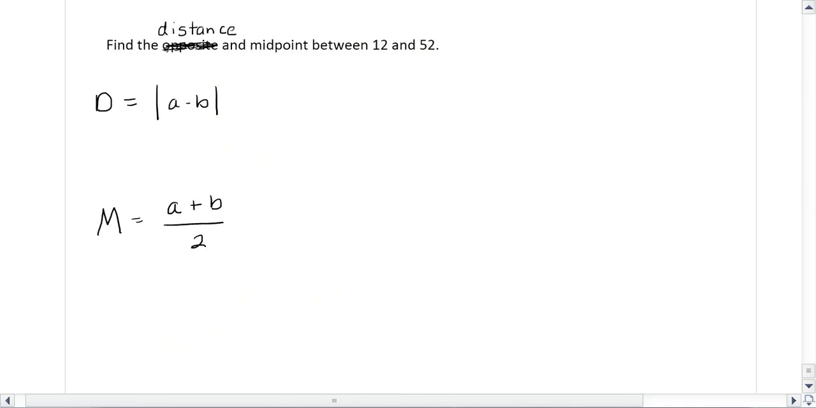All right, in this last example, we are asked to find the distance and midpoint between 12 and 52. So I did go ahead and I wrote down the formula for distance and the formula for midpoint. So distance, it says we subtract them and take the absolute value. So again, it doesn't matter which way you subtract these. You could have 12 minus 52 inside the absolute value. And then you'd get the absolute value of a negative 40, which is 40 units.